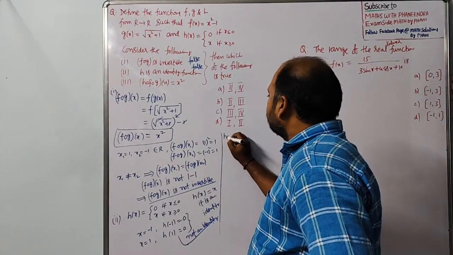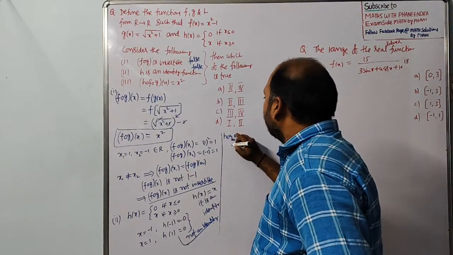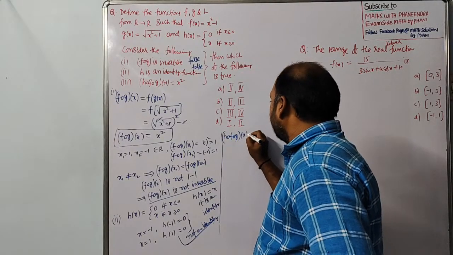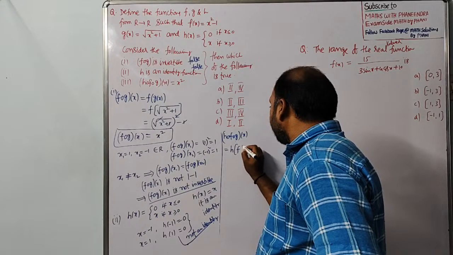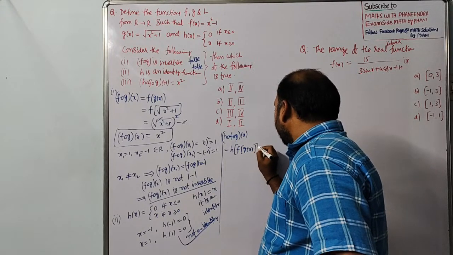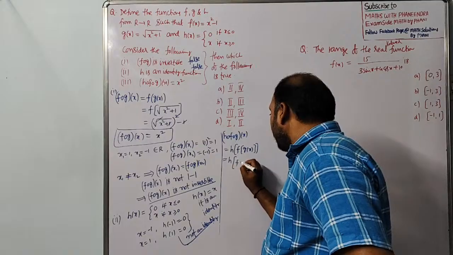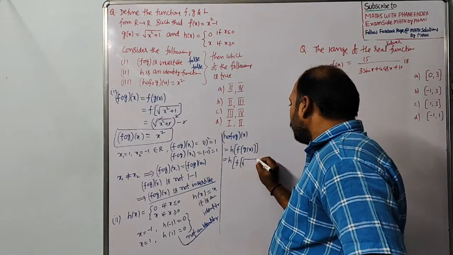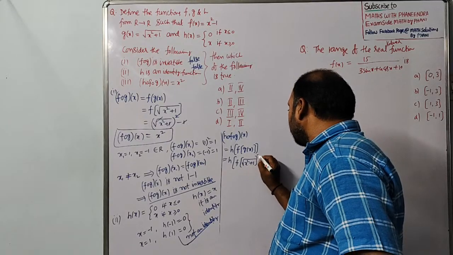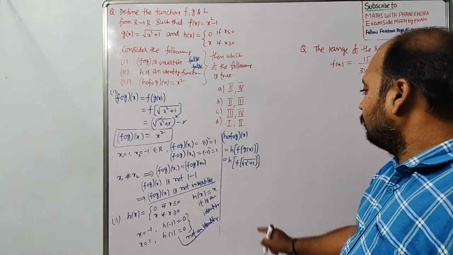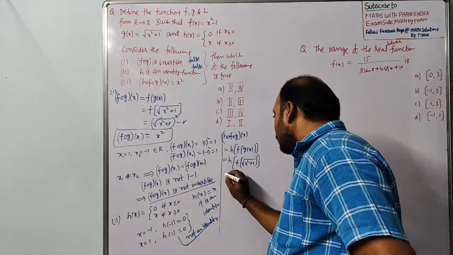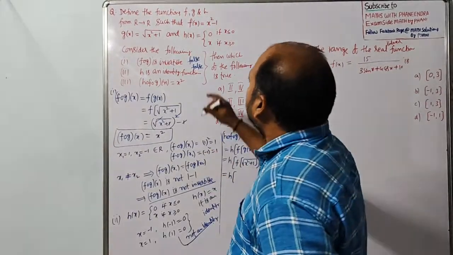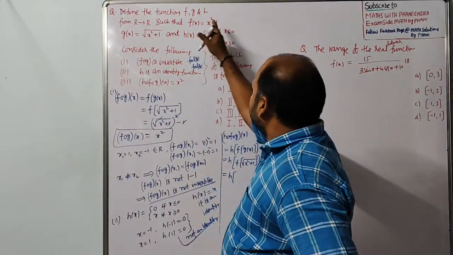Now come to h circle f circle g of x, that is equal to h of f of g of x. So h of f of, what is g of x? g of x is equal to root of x square plus 1. That is equal to h of f of root of x square plus 1. f of, in place of x, x square plus 1.